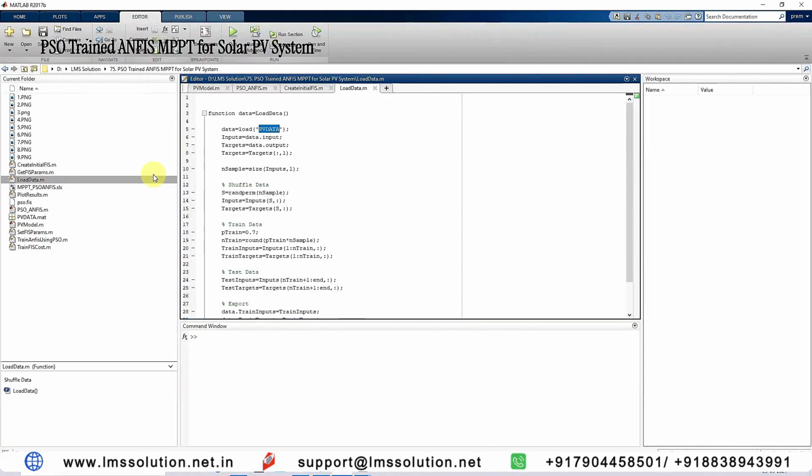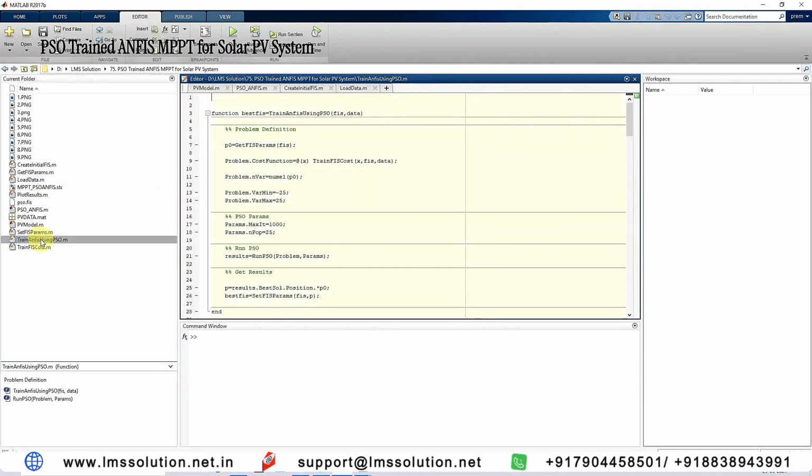Next, after that, I'm going for training ANFIS. This is the main program we used for particle swarm optimization. Here, you need to provide the parameters. We need to provide a parameter, that means which parameters we have to tune in the ANFIS.